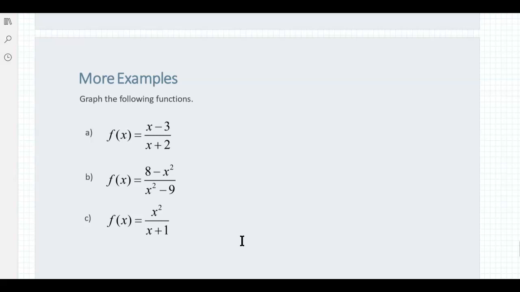We know that there's a vertical asymptote at x equals -2. Because the degree of the top and the bottom are the same, we look at the coefficients here to get our horizontal asymptote. And that'll be at y equals 1, because I'm looking at 1 over 1.